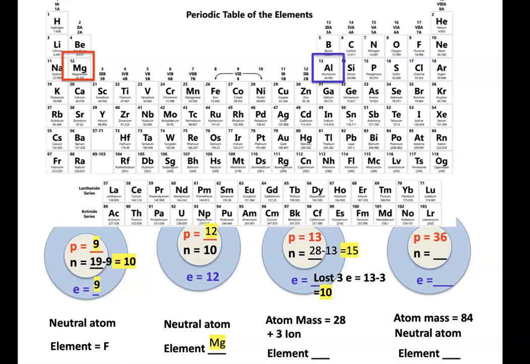So the fourth one, you are given protons. You are supposed to find neutrons and electrons with the information of the atomic mass and that it's a neutral atom. So you have the mass of this atom. You can subtract 36 from 84 and you're going to get 48. That's the number of neutrons. And since it's a neutral atom, it will have 36 electrons as well. And who has 36 electrons? That is the noble gas krypton. So you're going to put Kr.